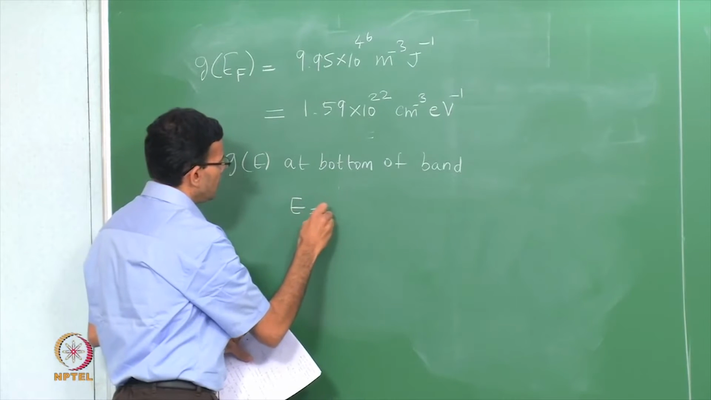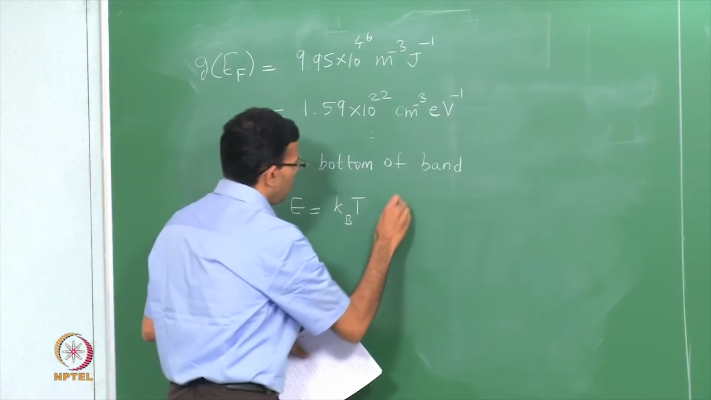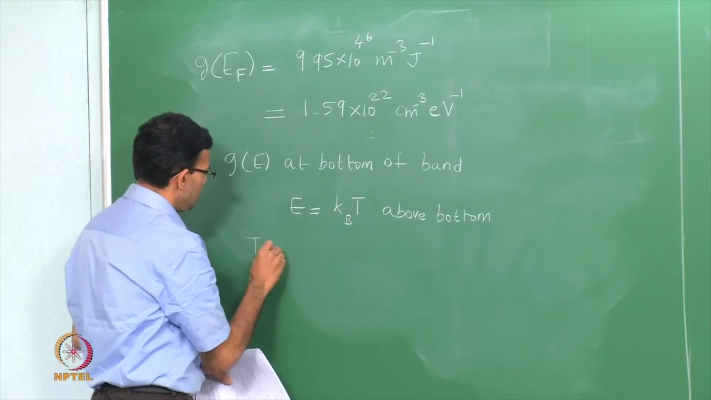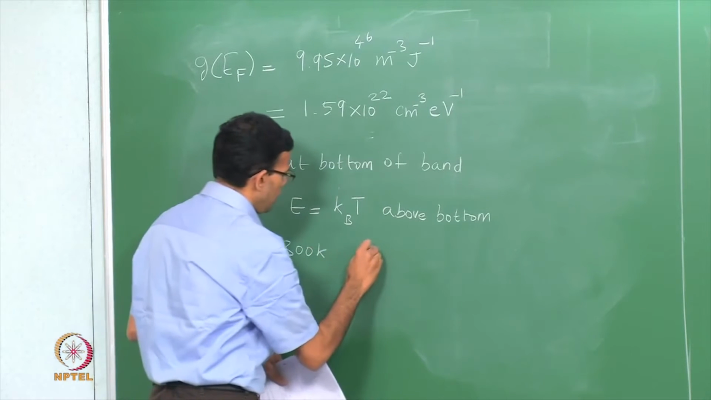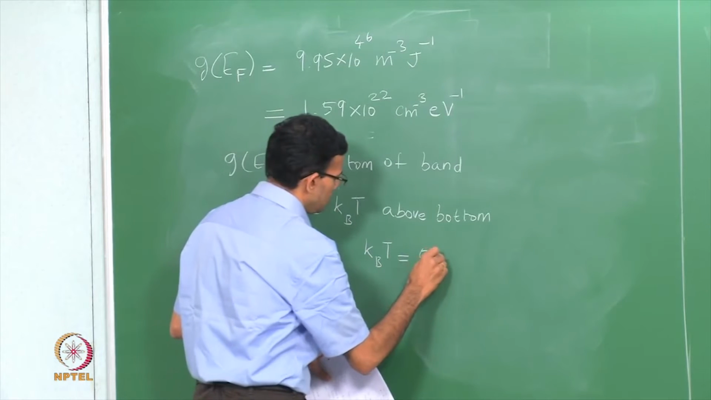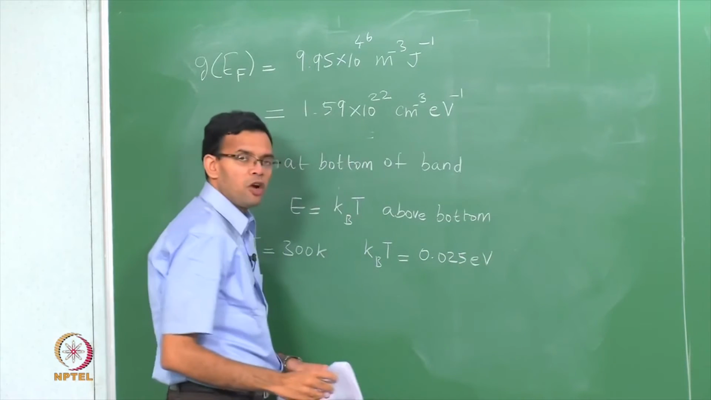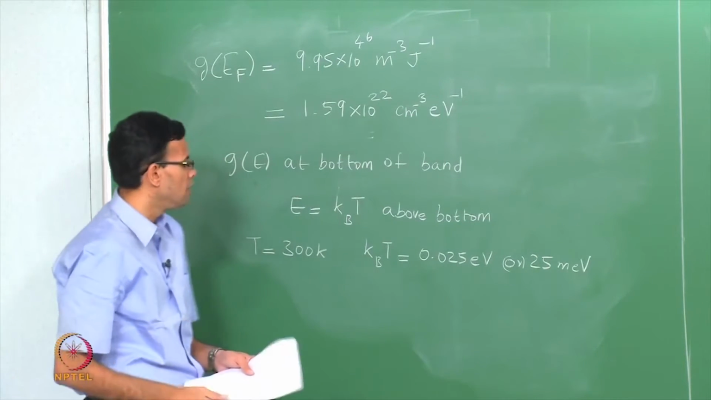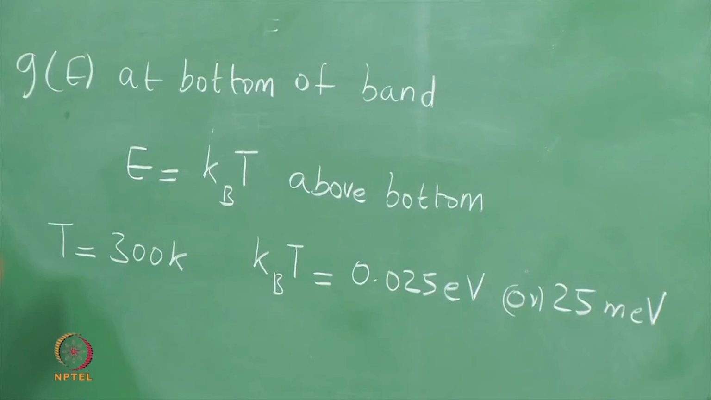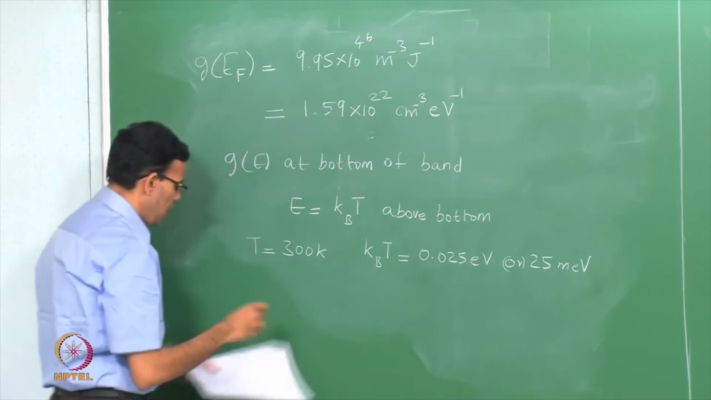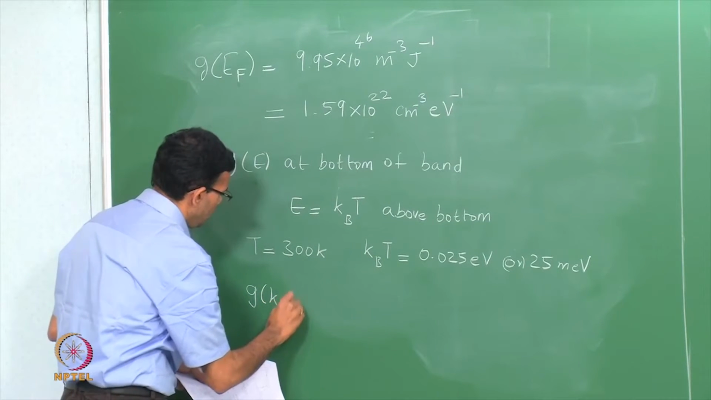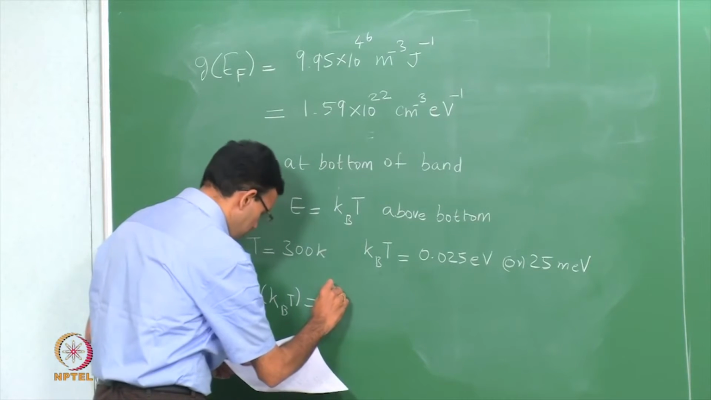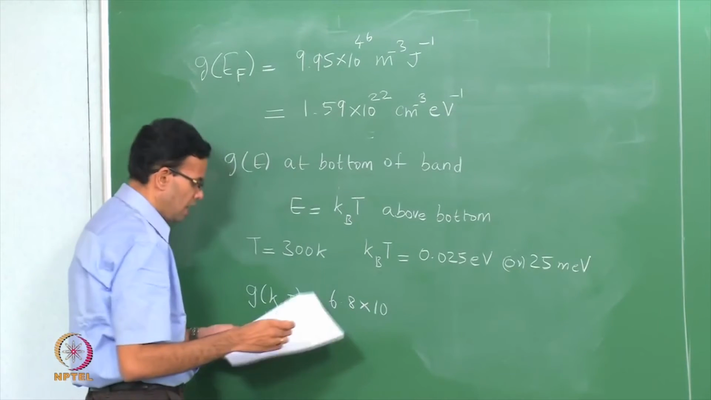Let us look at E equal to KT above the bottom. At room temperature, T is 300 Kelvin. So KT is 0.025 eV, or 25 milli eV above the bottom of the band. We can do the same calculation that we did earlier, except replace EF by KBT, and if you do that, the density of states 25 milli electron volts above the bottom of the band is still a large number, 6.8 times 10 to the 45.